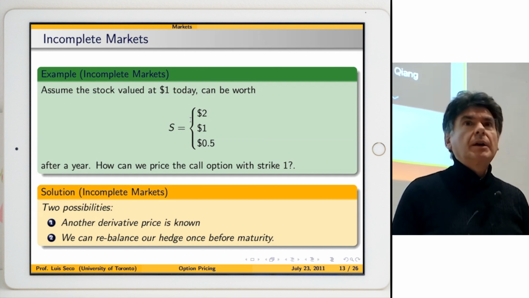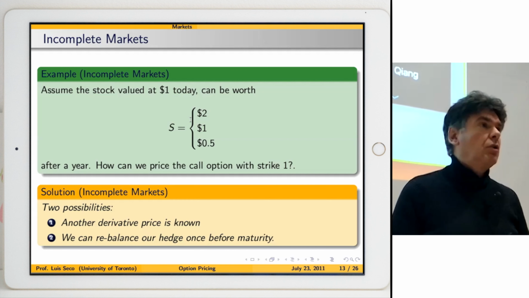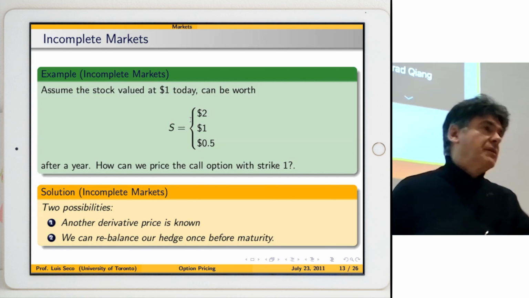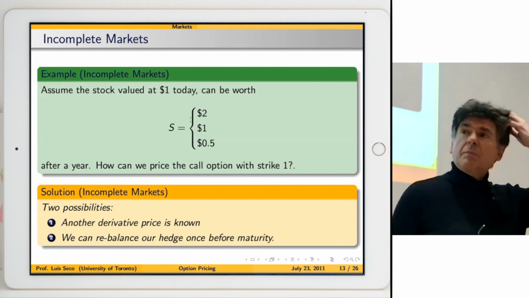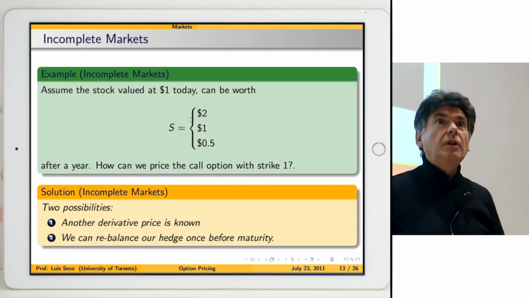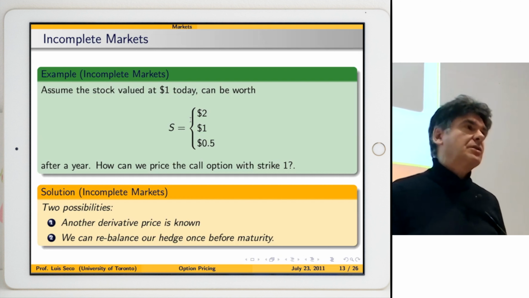Same thing: goes up to 2, I'll give you $1; goes down to 50 cents, I give you nothing; and it stays the same, since I want it to be a call option, 1 minus 1 is 0, so I give you nothing. So I give you $1 only if it goes up, otherwise I give you nothing. What's the price of that option?